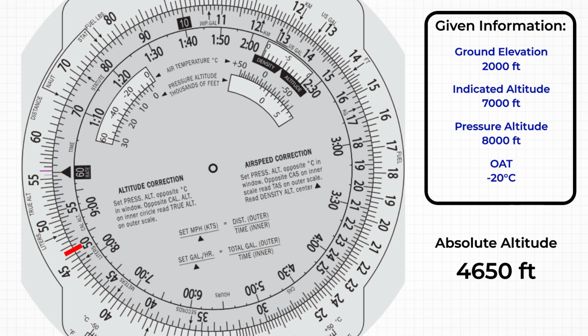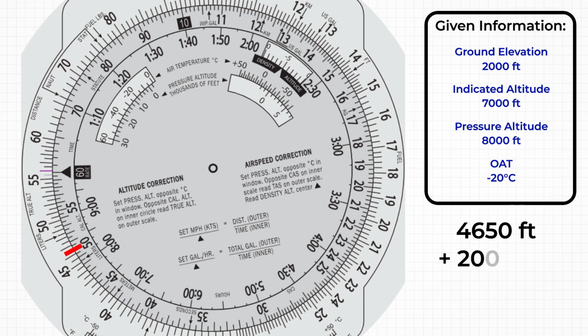But to find our true altitude, which once again is our actual height above sea level, we simply add our ground elevation figure to 4,650. So our true altitude ends up being 6,650 feet.